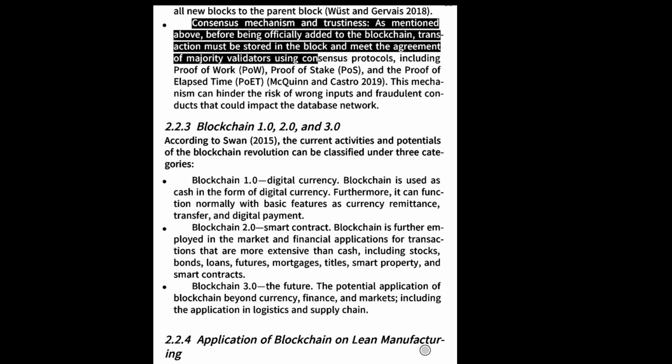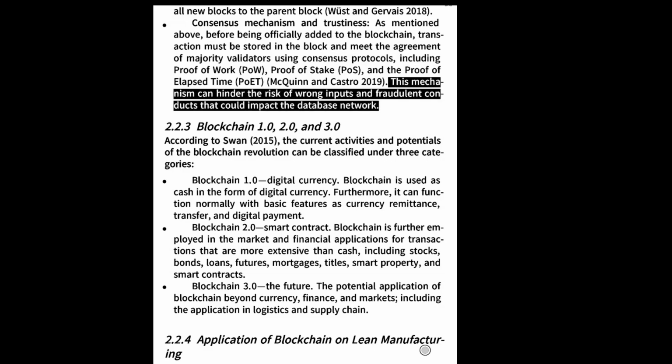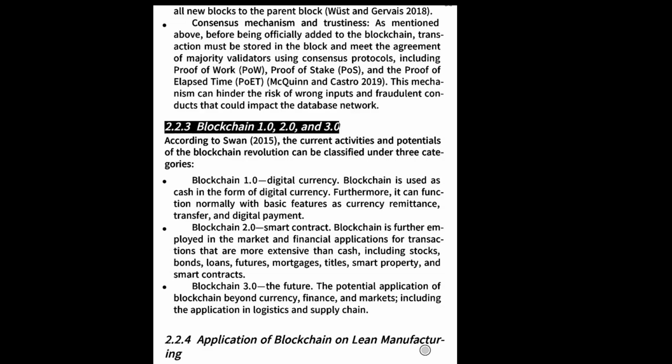Consensus mechanism and trustiness. As mentioned above, before being officially added to the blockchain, a transaction must be stored in the block and meet the agreement of the majority of validators using consensus protocols, including proof of work (POW), proof of stake (POS), and the proof of elapsed time (POET). McGinn and Castro 2019. This mechanism can hinder the risk of wrong inputs and fraudulent conduct that could impact the database network.